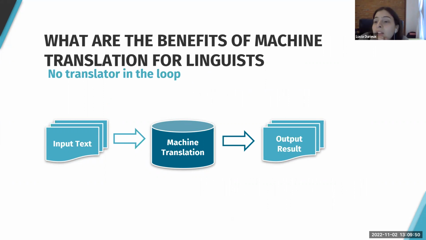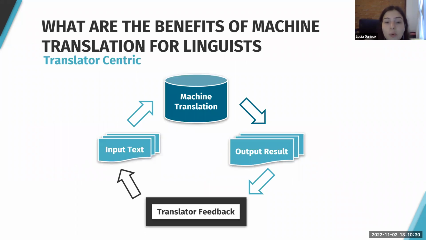So when there is no translator in the loop, where it's truly input text, machine translation, and then you get the output result, it's really a straight line across. So there is no interaction from the translator. There's no translator feedback. There's no way for the translator to interact with the technology. This is what Jason alluded to in our last session, and this is the portion that is dangerous, and where a machine is not able to truly impact the work that translators do day-to-day. We found that the best results are where the technology is translator-centric.